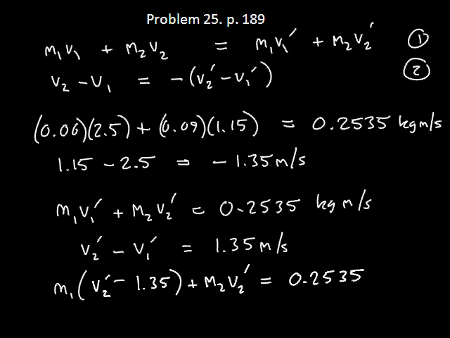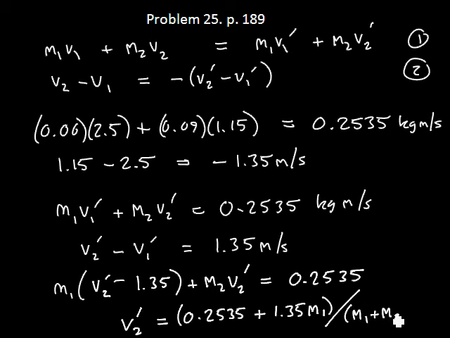So if I solve for that, I end up getting that v2 prime is equal to 0.2535 plus 1.35 times m1, all divided by m1 plus m2. Plugging in the values for m1 and m2 will give me a value of v2 prime, and that's 2.23 meters per second.